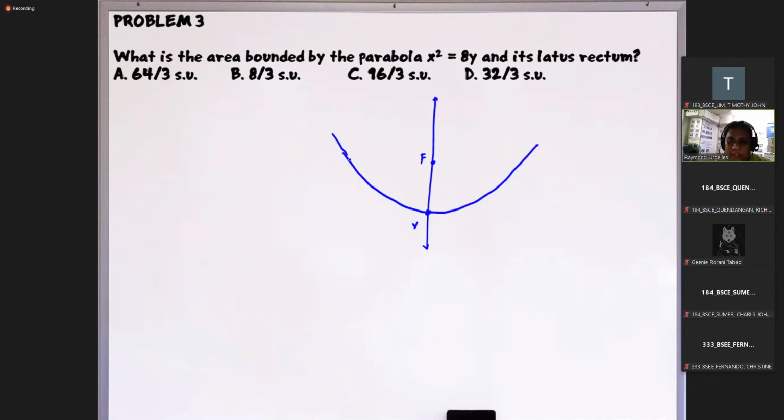No? So then, okay, so if we draw this line passing through the focus, perpendicular sa axis, yun yung tinatawag nating latus rectum. Kaya ganito yung magiging shape, diba? So makukuha natin ang area. No? So for this problem.